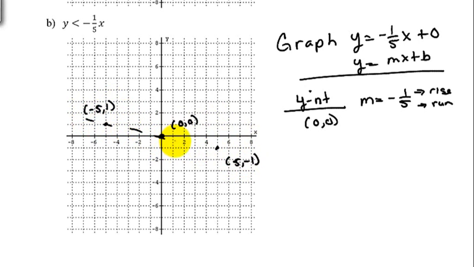And we're graphing this with a dashed line. The reason that it's getting graphed as a dashed line is because this inequality does not have an equal sign. The first one that we did had an equal sign in it, so it got graphed as a solid line.